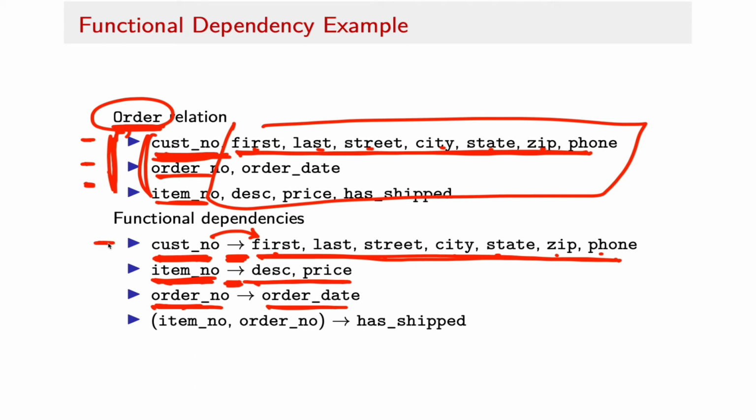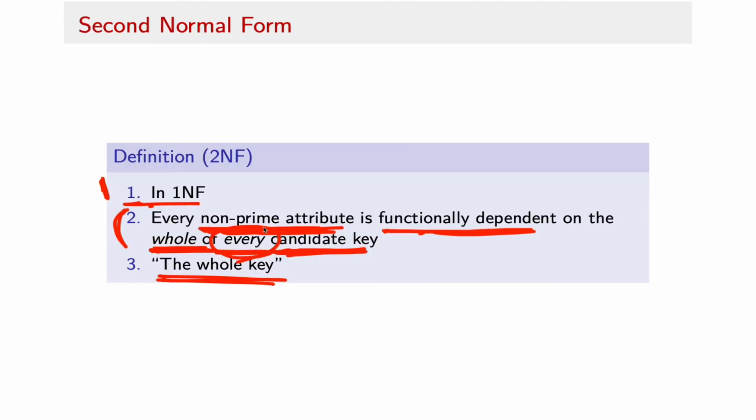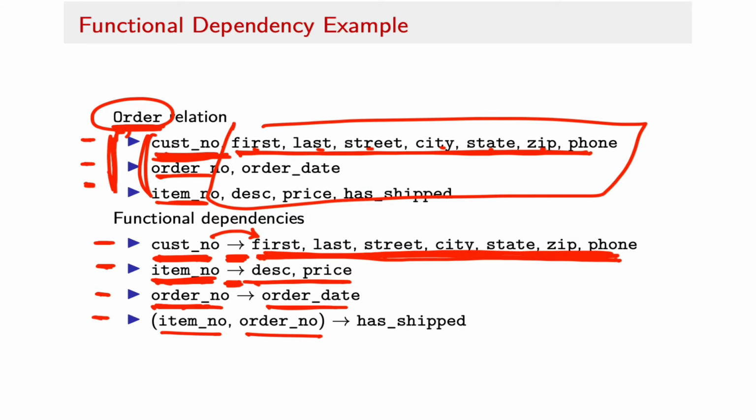But we have other candidate keys present in the order relation. We have a candidate key that's called item number, one called order number, and one that combines the item number and the order number. However, these non-prime attributes are clearly not dependent on the item number or the order number, right? So because we have non-prime attributes that are not functionally dependent on the whole of every candidate key, this relation is not in second normal form.